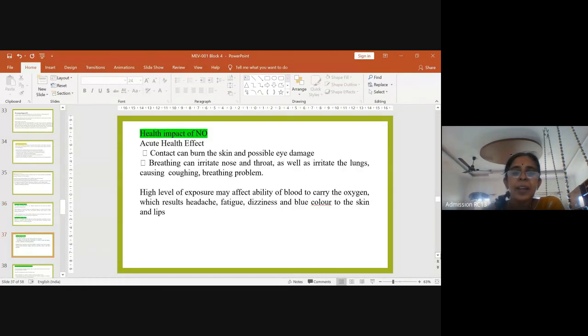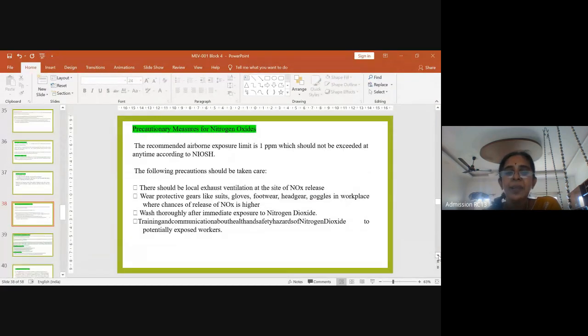So the health impact of nitrogen oxide is that it can cause burning of the skin and possible eye damage. Breathing it can irritate the nose, throat, and lungs, which causes coughing, breathing problems, etc. High levels of exposure may affect the ability of the blood to carry oxygen, resulting in headache, fatigue, dizziness, and a blue color to the skin and lips.